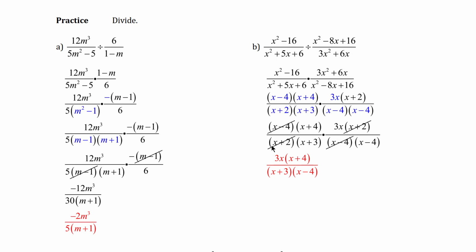We get our final result, which is 3x times the parentheses x plus 4 divided by parentheses x plus 3 times parentheses x minus 4.